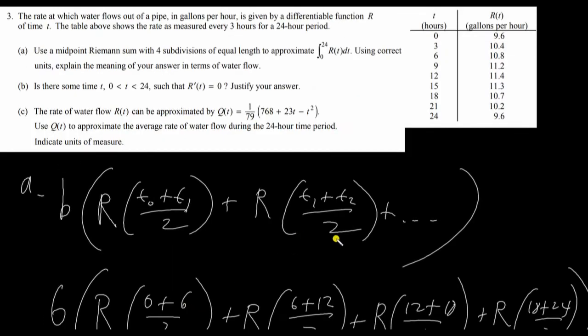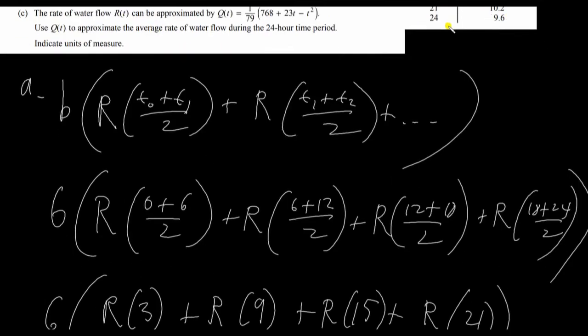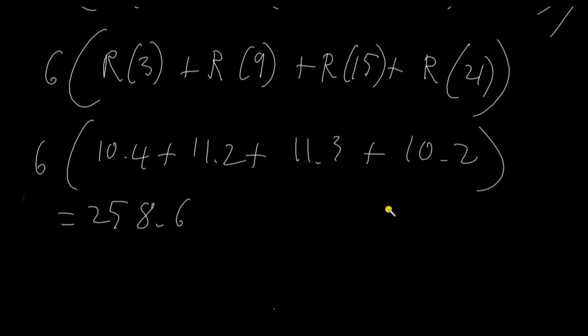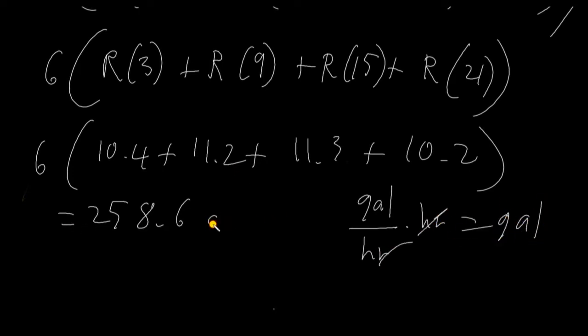And let's look at the units now. If we're finding the approximation of an integral, the integral is the area under the curve, and the units for the area under a graph is the units for the two axes multiplied together. So gallons per hour times hours, and then gallons per hour times hours is just going to give us gallons. So the units for the answer is going to be gallons.